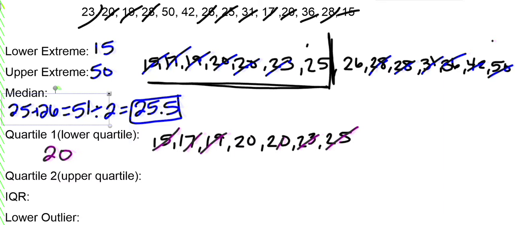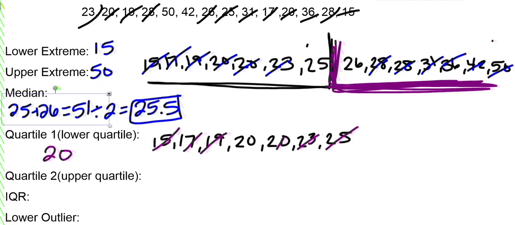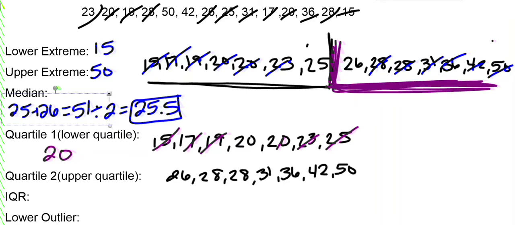My upper quartile is going to be everything to the right of my median, not including it. So then I'm going to have for that 26, 28, 28, 31, 36, 42, and 50. And again, I just cross out end by end. 31 is going to be my upper quartile. Interquartile range, I'm just taking 31 minus 20. It's going to give me 11.